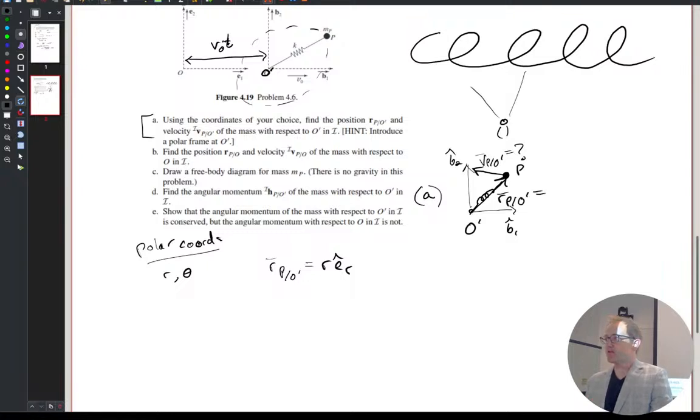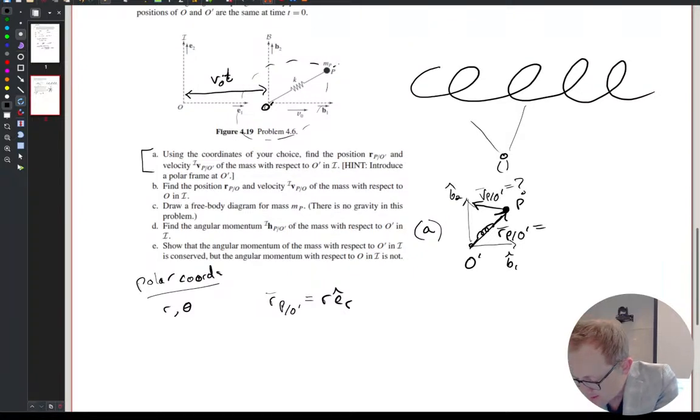Position in a polar coordinate system is just how far it is from the origin, so the radius, along that unit vector ER. In this case, ER is pointing up this way. And that's it, that's all we're being asked for. That's why I said don't jump into doing a bunch of math and figuring out how to integrate these equations. We're just trying to set up the ground definitions that we need.